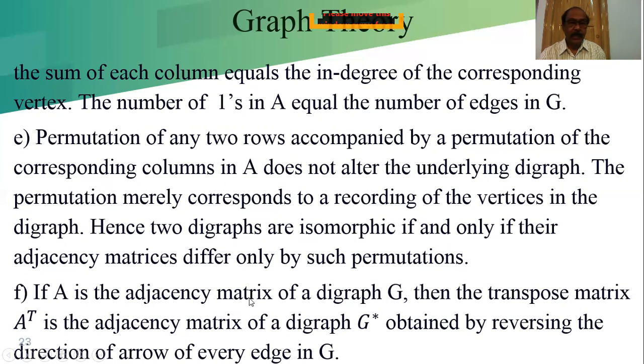If A is the adjacency matrix of a diagram G, then the transpose matrix AT is the adjacency matrix of a diagram G star. That means we get G star by reversing the direction of the arrow of every edge in G.